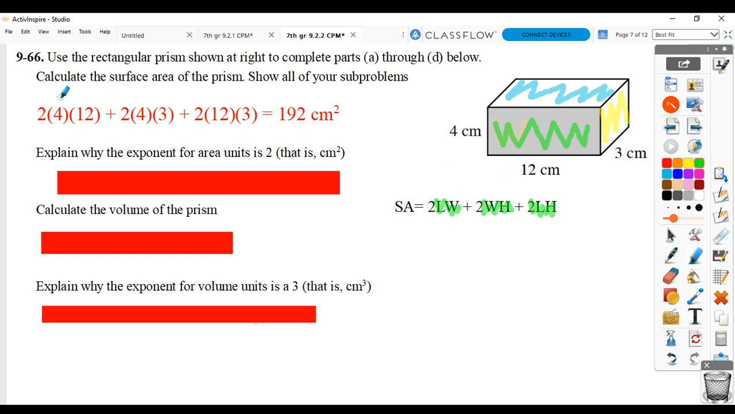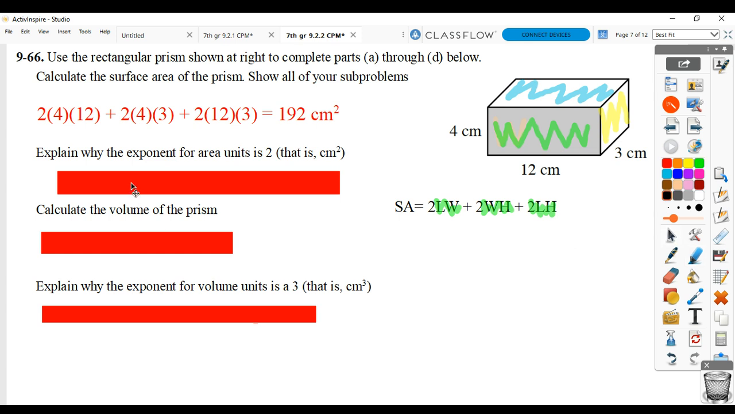So again, you can change the order that you add them in, but you need to make sure that all of these are represented: top and bottom, the two sides, and the front and back. And then again, order of operations, you multiply, multiply, multiply, and then add at the end. And we know that the reason the order that we add in doesn't matter is because addition is commutative. So we get 192 square centimeters.